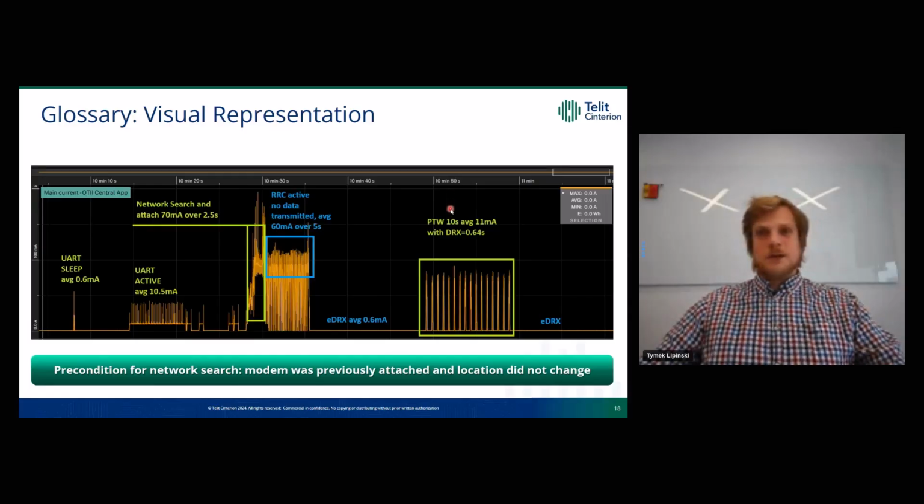We have a variety of timings available. We can make it shorter, we can make it even longer. After the paging time window and probing the paging signal, the modem decides, okay, there was nothing for me, let's go back into low power mode, eDRX.